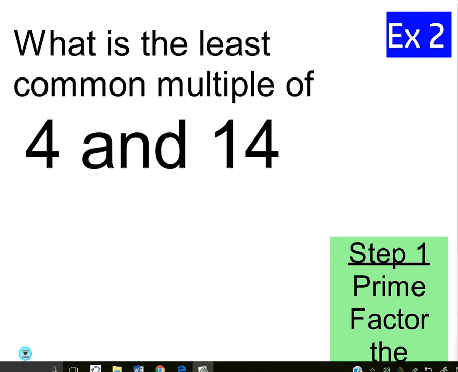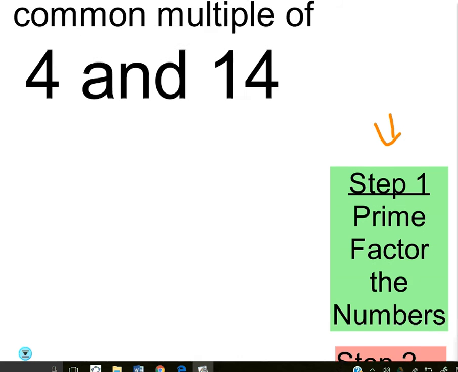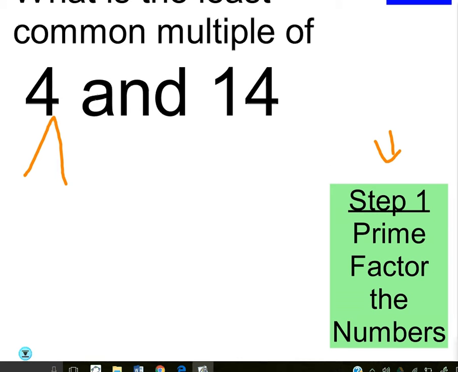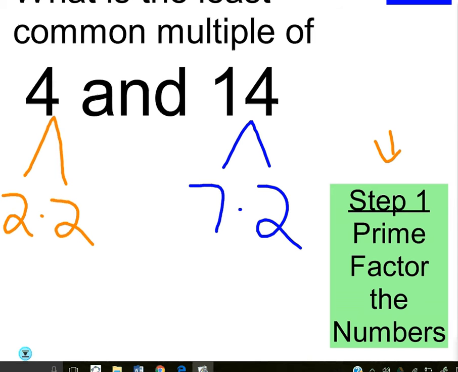Now that we got the hang of it, let's go ahead and do this example, 4 and 14. Again, step 1, we're going to prime factor. So what's the prime factorization of 4? Prime factorization of 14? 7 times 2.